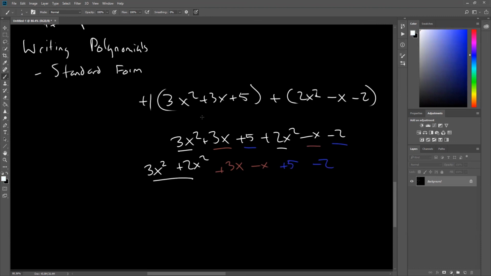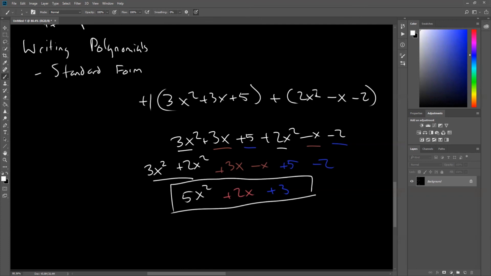All together, we end up with 5x squared plus 2x, and then plus 3, right? And since these have different degrees or different exponents, you can't combine them. We just keep it as this. Does that make sense? Yes. Perfect.